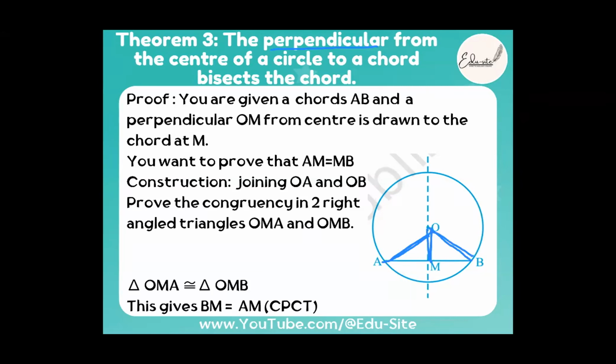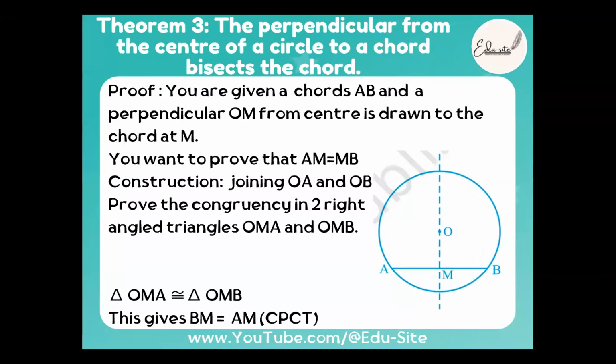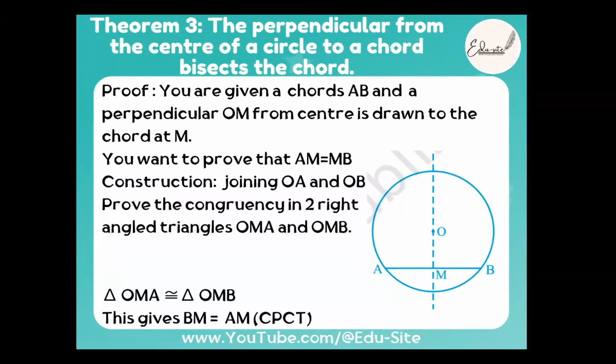So from these three, which postulate did we apply? SSS. Yes. So from this, what did we prove, Liba? We proved BM is equal to AM by CPCT. Excellent. This is the answer. That's all. Done? Understood? Have you written it down?